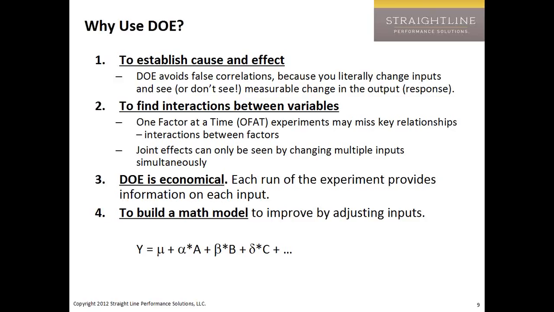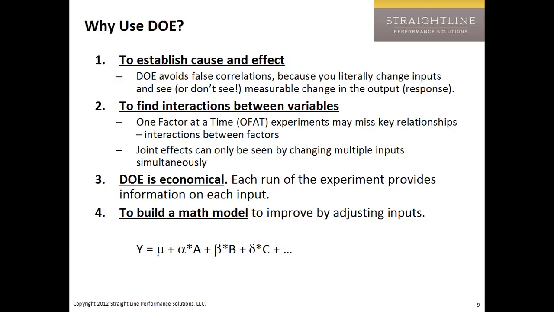Third reason is that it's economical. Think about having to run all of those solutions in a one-at-a-time, trial-by-trial method. That would take a long time, it's expensive in time, and it's also expensive in cost, and you can't check the interactions. And finally, to build a mathematical model. I've been trying to convince you that mathematical models can be very powerful, not just because we understand the story of whether training helps people in the call center, but we actually can quantify by how much.